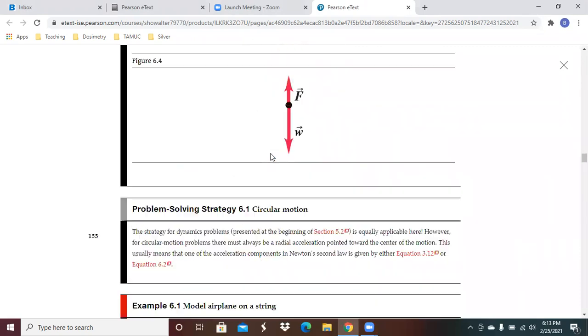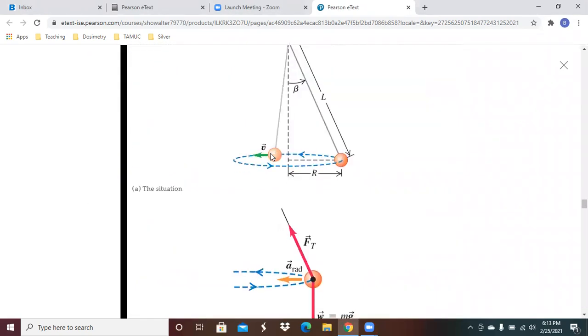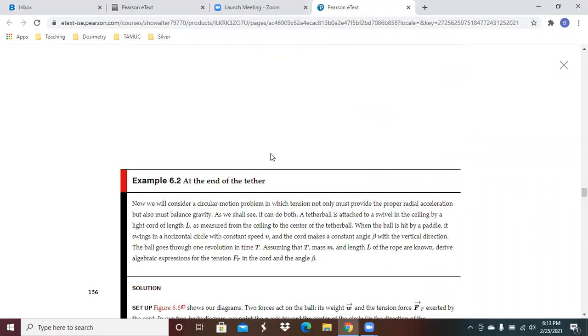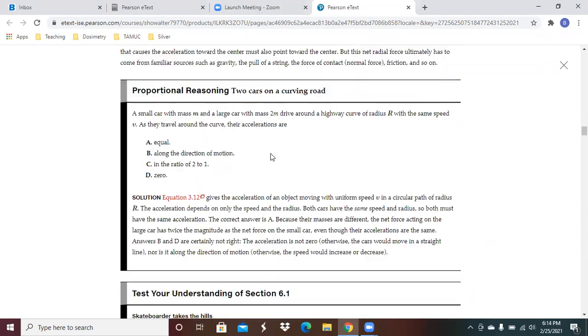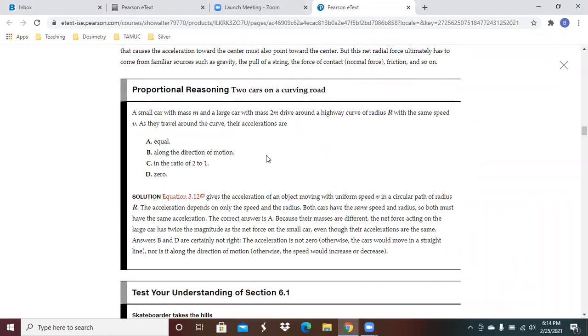All right, so we've got some exercises here. We can look at one or two of these before we go further. So we've got a small car with mass m and a large car with mass 2m that drive around a highway curve of radius r at the same speed. As they travel around the curve, are the accelerations equal? Are they along the direction of motion in the ratio of 2 to 1, or are they 0?